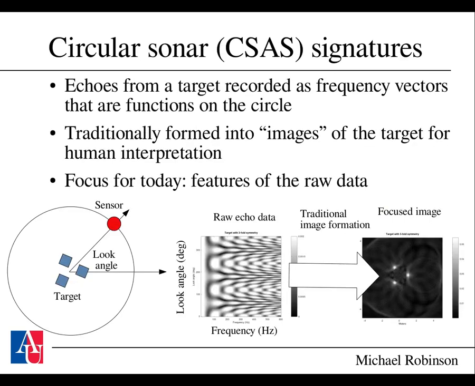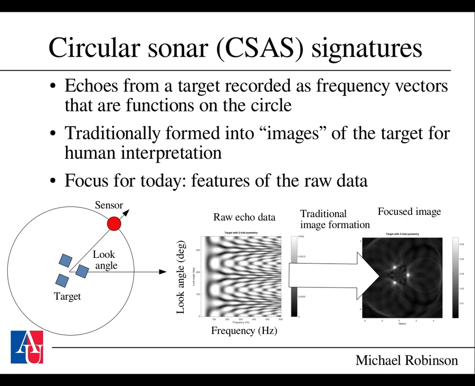This talk is about sonar signatures, and in particular circular synthetic aperture sonar signatures. These are data that are collected about a target in a scene in which the sensor orbits the target on a circular path. As the sensor moves around the target, it sends out pulses and it records the echoes. The echoes are effectively a function of two variables: the look angle, so the angle that the sensor makes with some arbitrary direction as it moves around the target, and the frequency. So the echoes get recorded. You can imagine them coming in time, or you can imagine them coming in frequency.